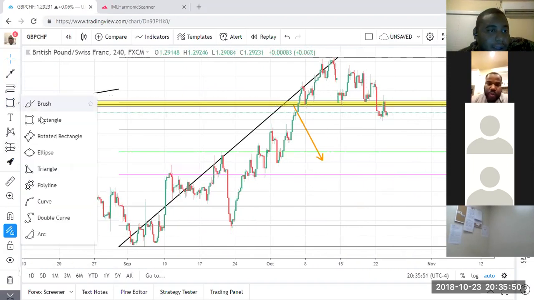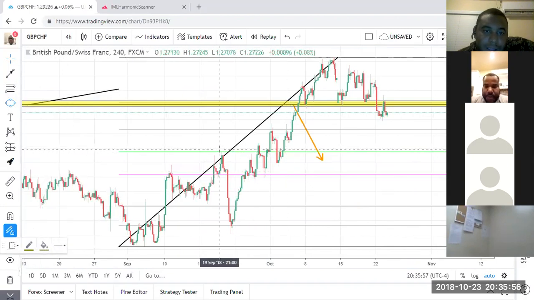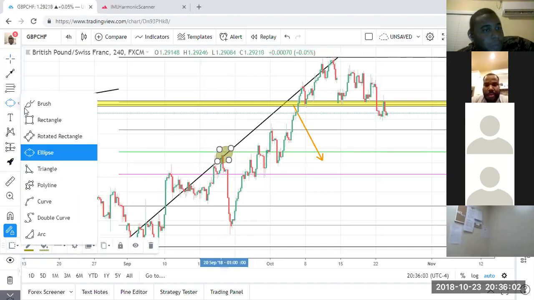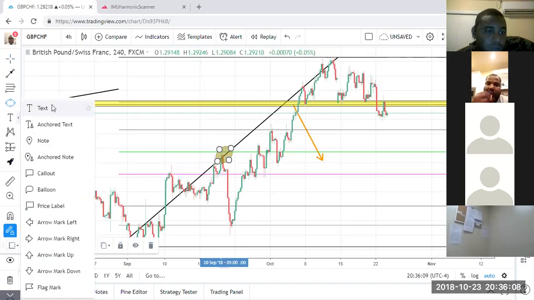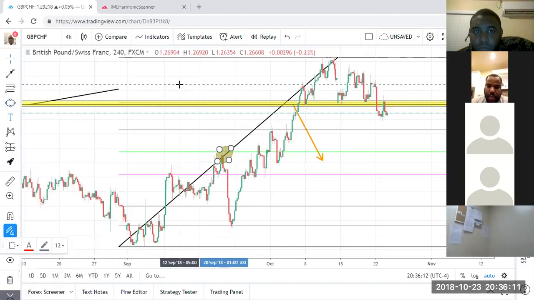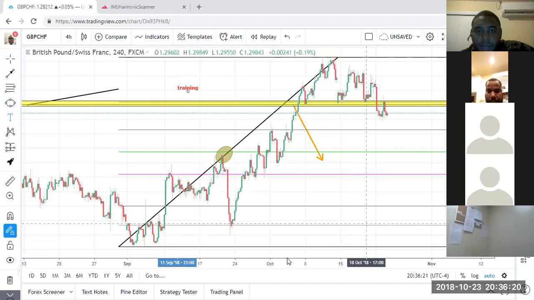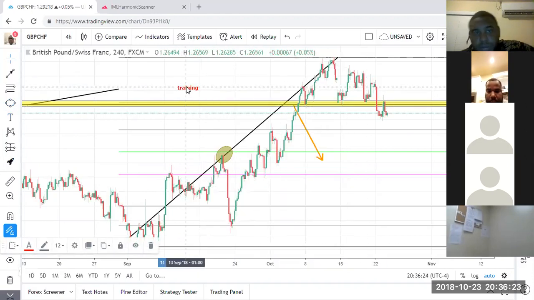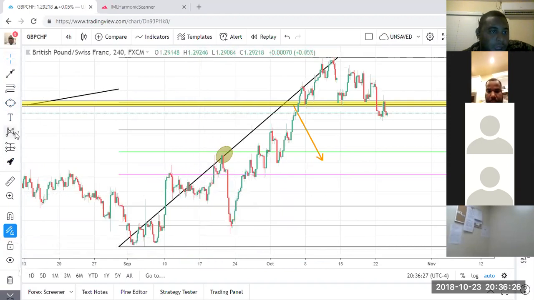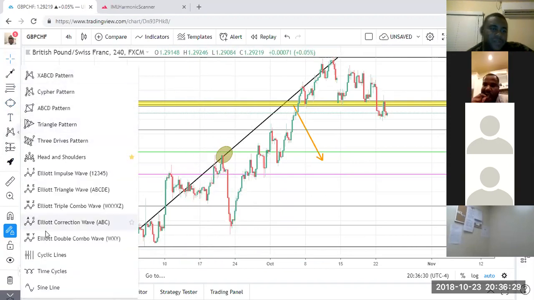So I use the rectangle. Sometimes I use the rotated rectangle. You could use that sometimes too. And that's about it. The only text tool I use is the text box in this one. Basically, whatever you put in here will show up on your chart. You change the colors, whatever, and go from there. I don't use the harmonics. I don't use the harmonics. The Elliott wave corrections, I don't fool with them.